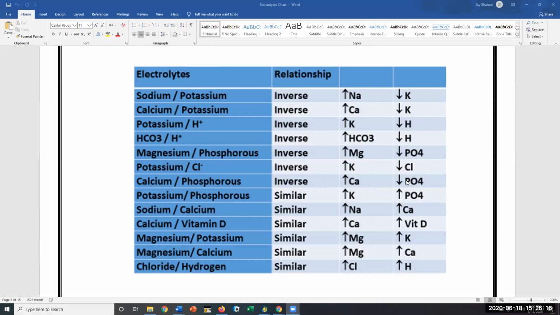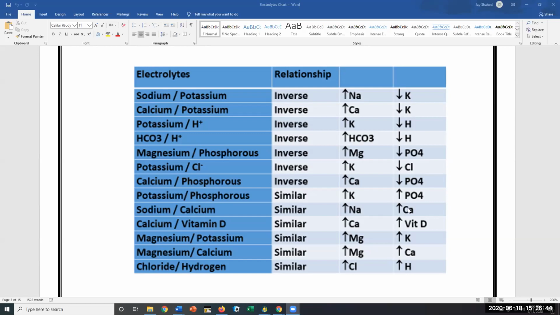Phosphate and calcium are inverse because they have something to do with the bone. So calcium goes up, phosphate comes down. Sodium and chloride, they go together. And potassium and chloride also. Potassium is opposite, because potassium is opposite of sodium anyways. Okay, so sodium and calcium, they go together.